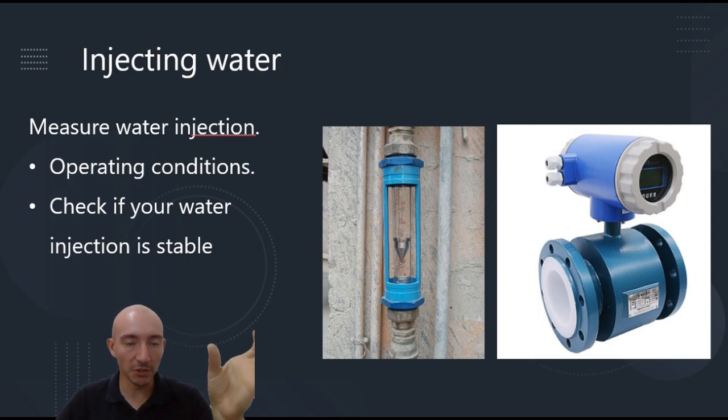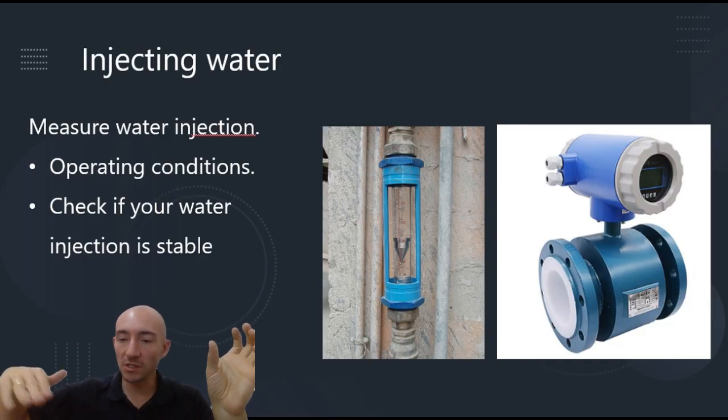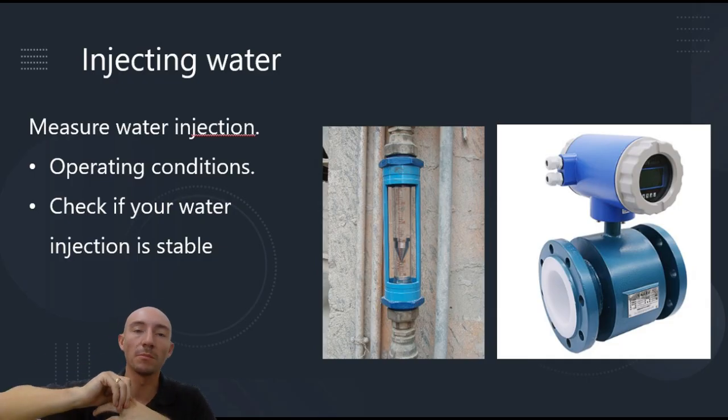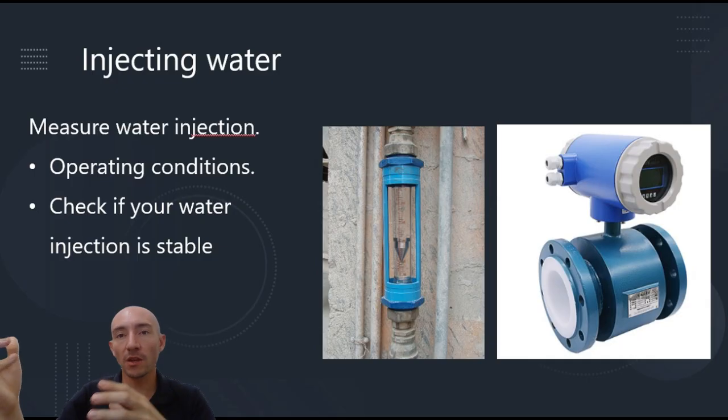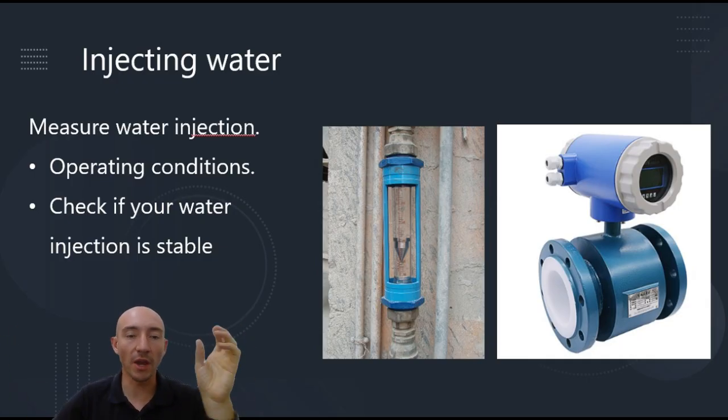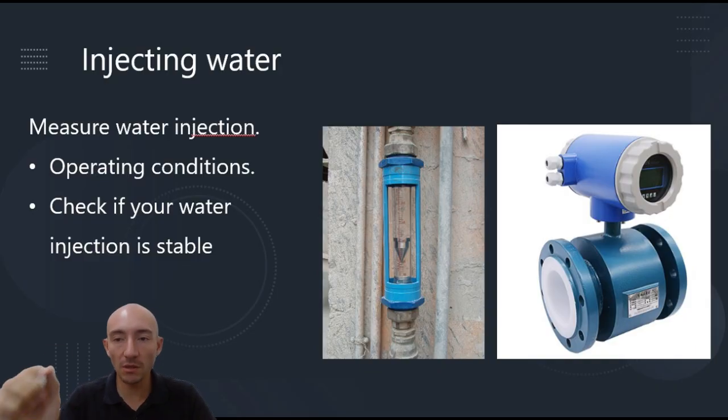The second thing is that just by measuring, you know what's happening. If you have fluctuations in the amount of water that you're injecting because of some problem in your water pipeline, and you're not measuring, you cannot capture those problems. You cannot see them. The problems will just happen and you won't be able to know why. So you need those instruments to measure how much water you're injecting.